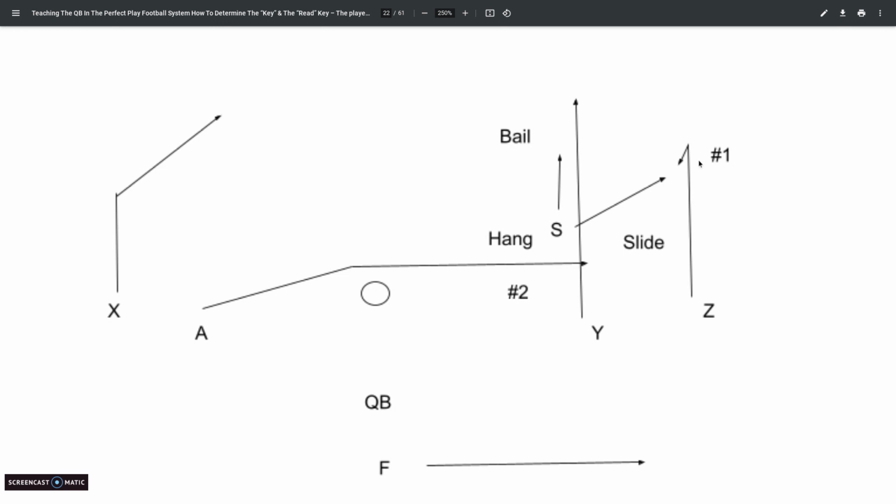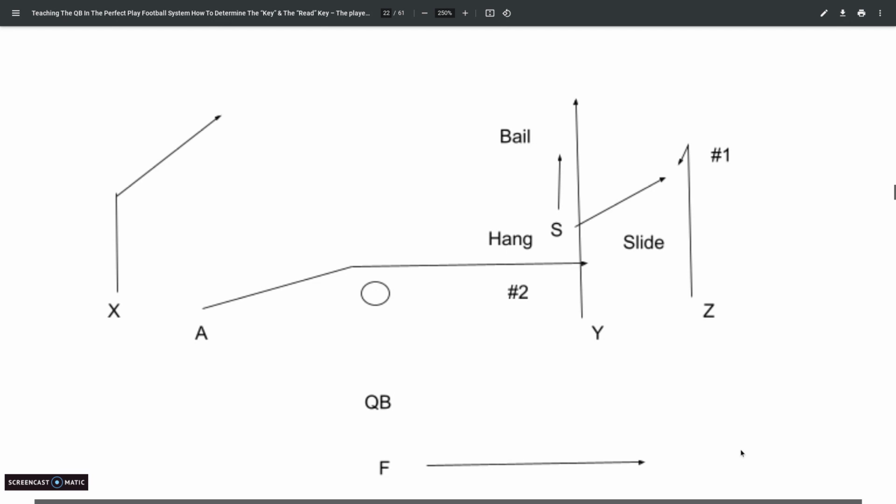So you can go from curl to back to the shallow cross, or you can go shallow cross to curl to back, or you can go back first to curl to shallow cross. So there's a number of ways you could tell your quarterback to look at the triangle.